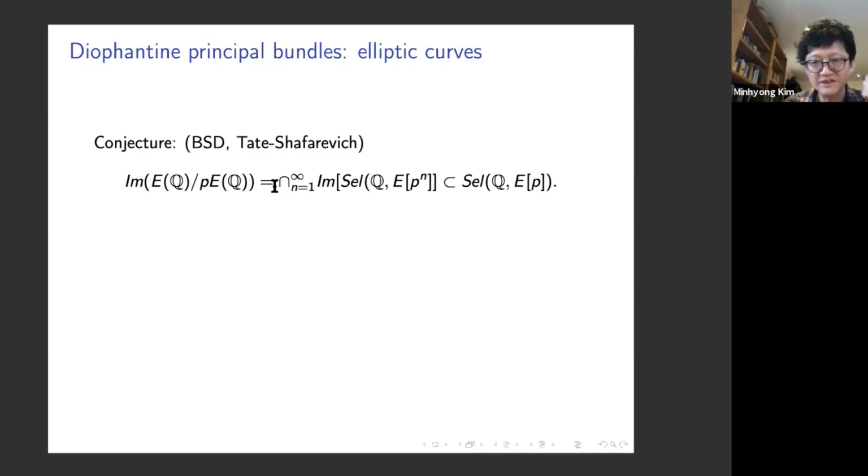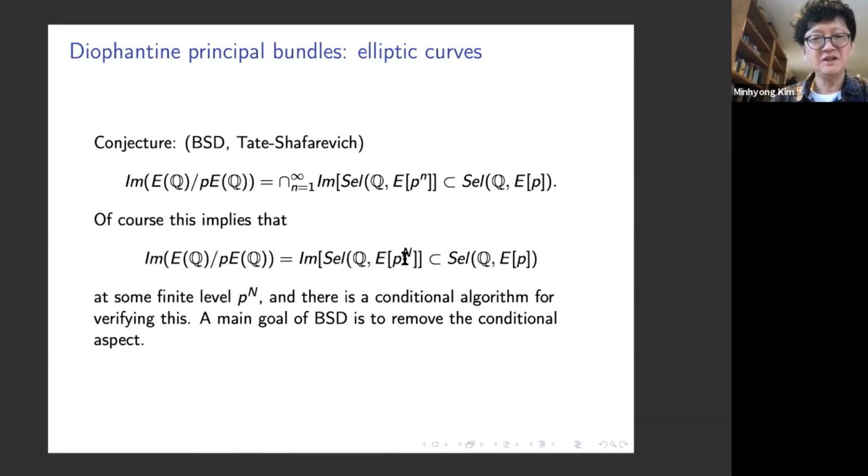So that's the conjecture. Now, of course, since this is a finite dimensional vector space, if this infinite intersection is true, of course, it has to happen at some finite level, right? So how do the computational algorithms work in practice? Well, it keeps computing these images of the Selmer group mod p to the n, as you take n higher and higher. And simultaneously, it keeps computing points with larger and larger numerator and denominator, possible points. So it keeps generating points. On the one hand, the candidates for the left-hand side grow bigger and bigger. The right-hand side gets smaller and smaller.